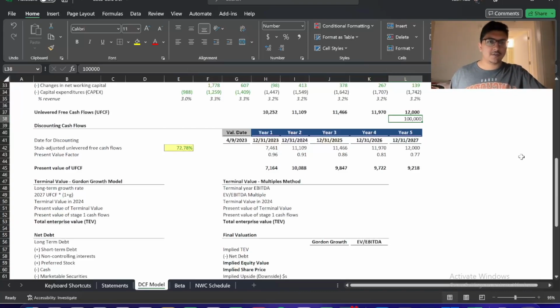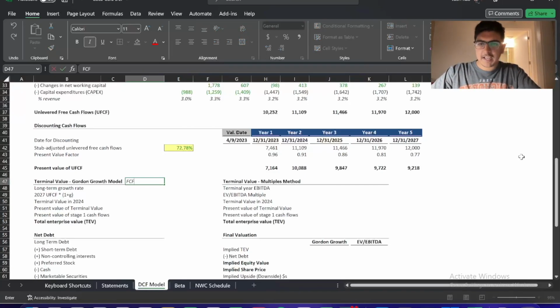But how do we actually find this terminal value? So there's two ways of doing it. The first is using what's called the Gordon growth model. The Gordon growth model is pretty simple. There's an equation for it. That equation, I'll just put it in right here, is the free cash flow in your year 5 projection multiplied by 1 plus some terminal growth rate, divided by your cost of capital minus your growth rate.